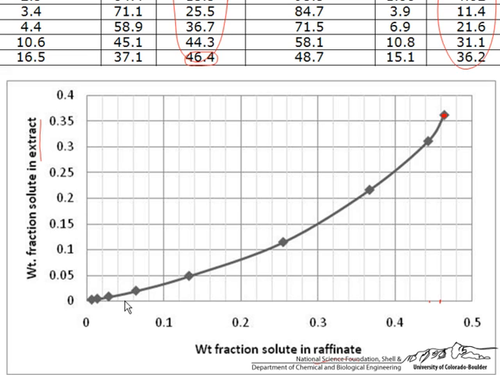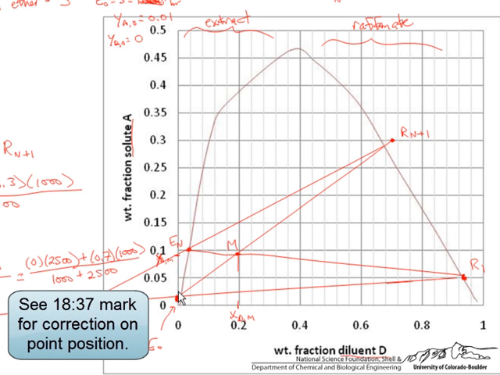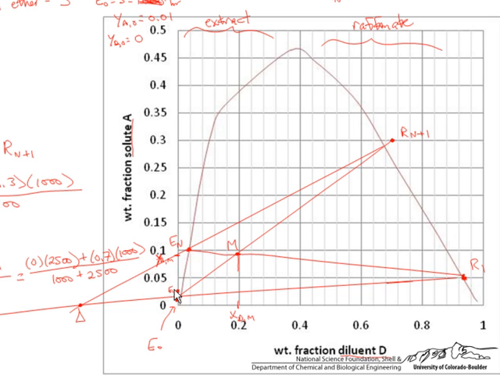So I'm going to make a little thing here, and this is R1, 0.05. It's the weight fraction of solute in the raffinate. I'll go up to my equilibrium data, determine that this is approximately 0.02. That's going to be E1. So if I go here, 0.02 for E1. Now I can find the passing stream, which is going to be R2, using the difference point. E1 and R2 are passing streams.